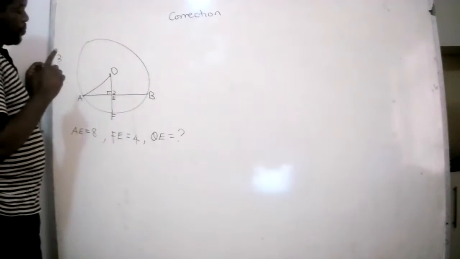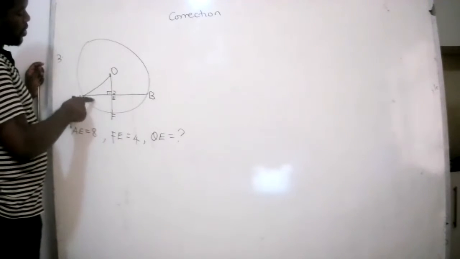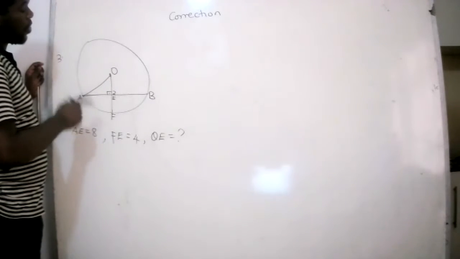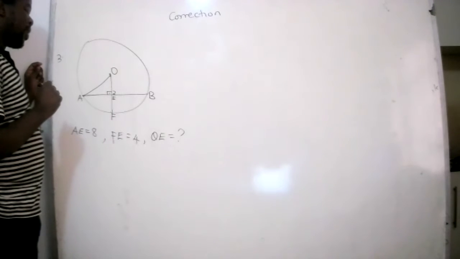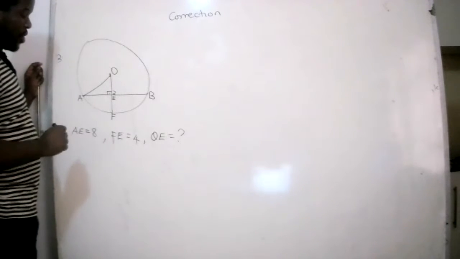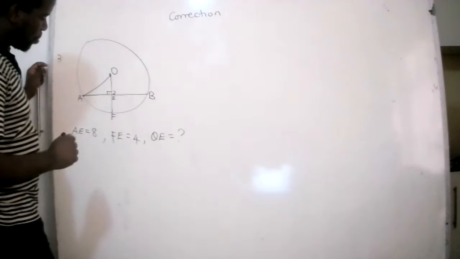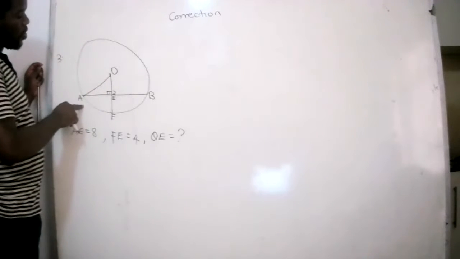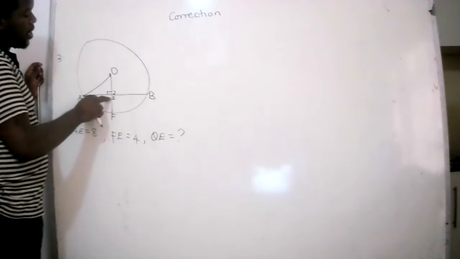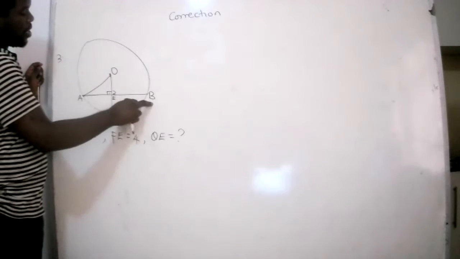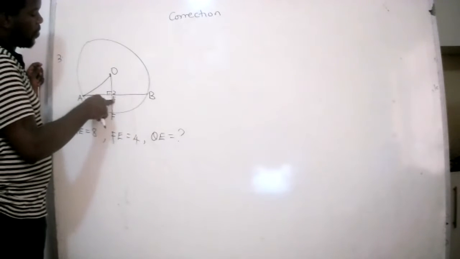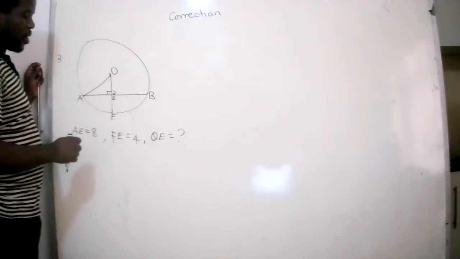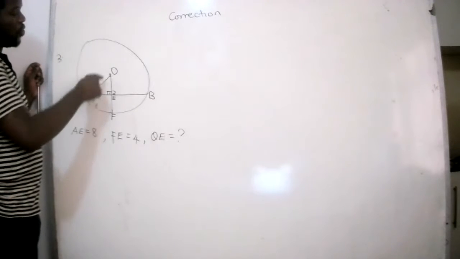On this question, we're going to use the theorem I've done with you already, which is the midpoint theorem. So what does the midpoint theorem say? It says that if OE is perpendicular to AB, then the distance AE is the same as the distance EB. That is what the midpoint theorem says, so it's the one that we're going to use.